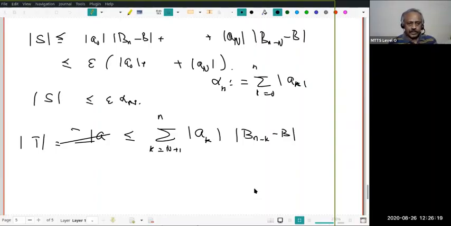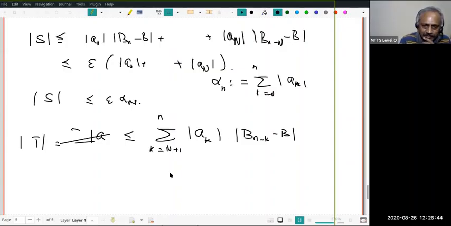Now let us see, how do I estimate this? You may think, okay, I can take epsilon out because for k greater than or equal to n, mod ak will be less than or equal to epsilon. So I can take epsilon out, you may think, right? If I take epsilon out, I just want to tell you the obvious estimate and why it fails.